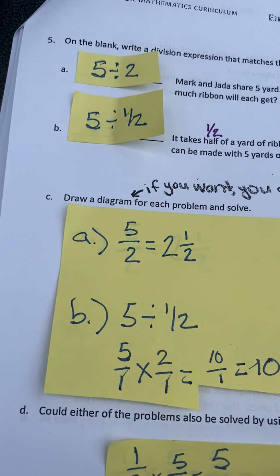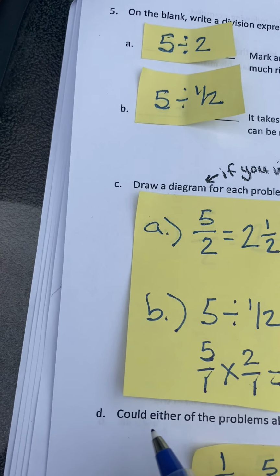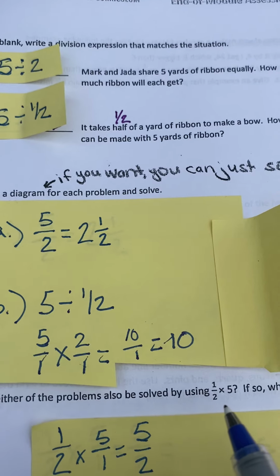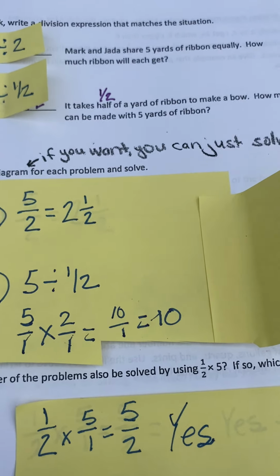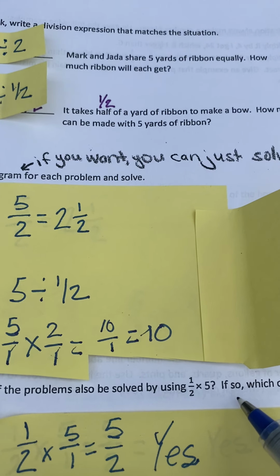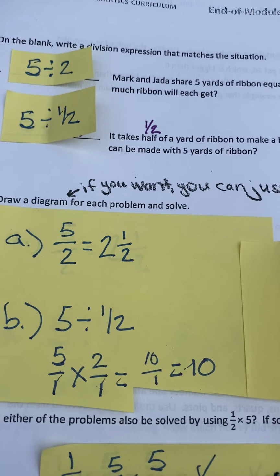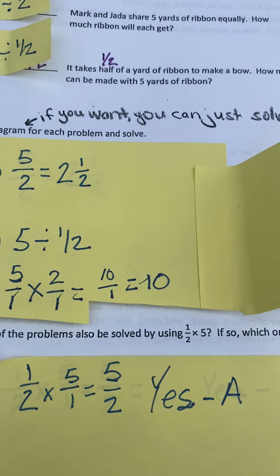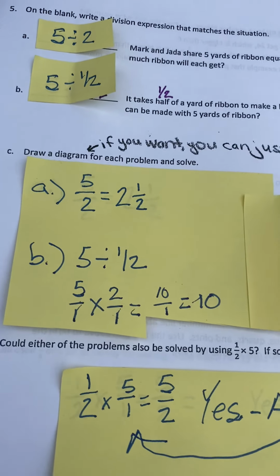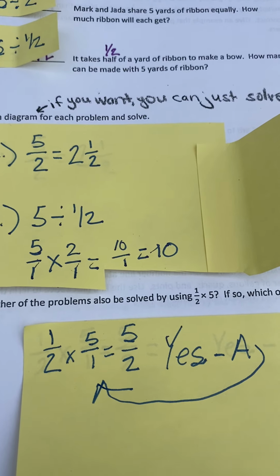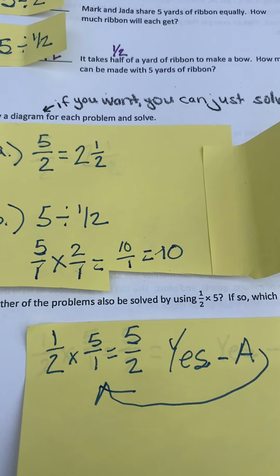So the answer to the question, let's read it again. Could either of the problems also be solved by using 1/2 times 5? The answer is yes. If so, which one? It was A that could be done. And explain your thinking. Well, my thinking is the working out I'd already done. So I'm finished with that one.